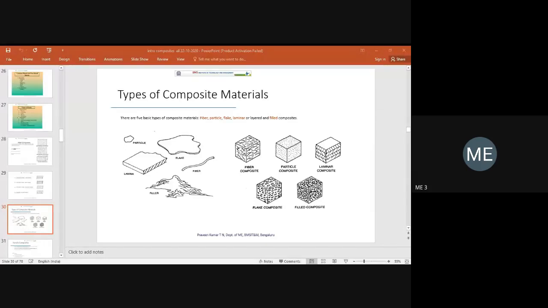Can anyone give an example of a natural composite now? Naturally available composite material, one example. Okay, good. It is wood.